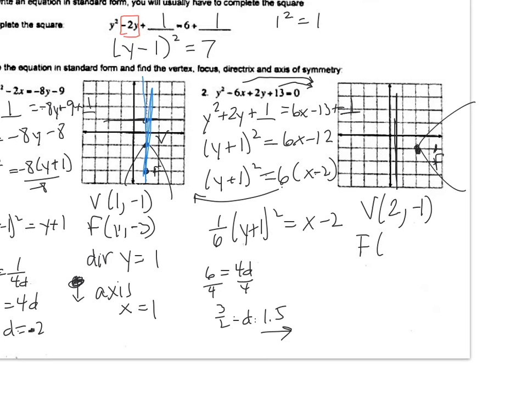The focus is over 3.5 and down 1. The axis, which is not what I have yet, let's do that. Directrix touches the y-axis. Oops, no, it doesn't. It touches the x-axis at 1/2. It's the axis that touches the y-axis. The axis of symmetry would be right here, and it touches the y-axis at -1.